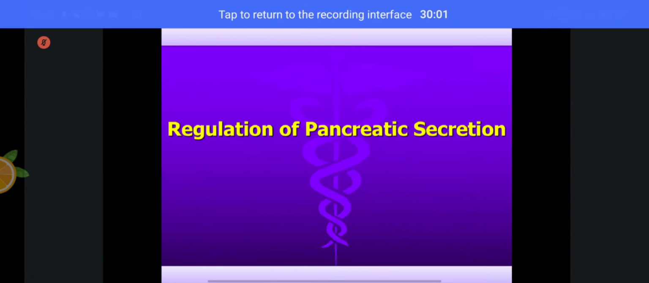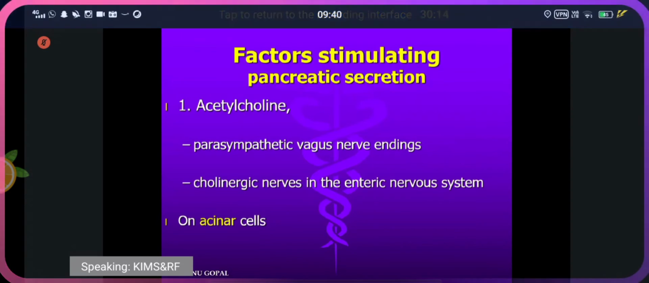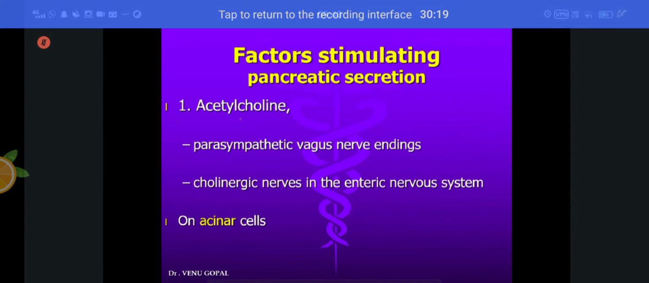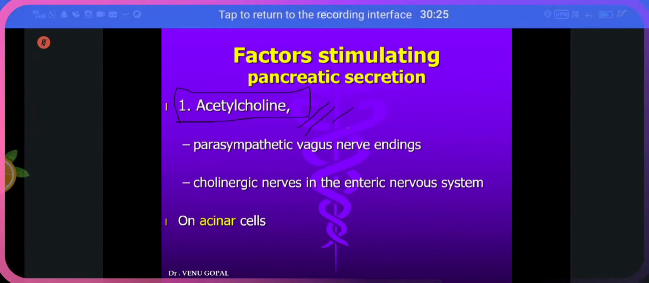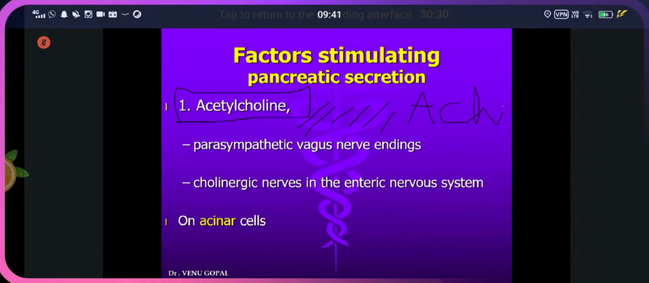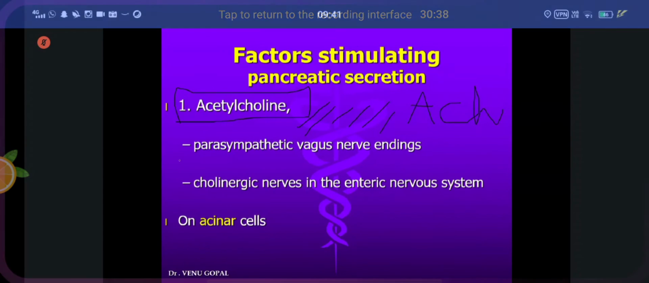Regulation I'll touch a bit to initiate the discussion for tomorrow. Tomorrow will be in detail. I'm not going into detail, I'll just go through superficially, like a broad view. As said in the previous class also, regulation means you can't write anything other than acetylcholine. First, you have to start with acetylcholine. Without acetylcholine, regulation is foolishness, meaningless. Start with acetylcholine from parasympathetic or vagus nerve endings, cholinergic nerves in the enteric nervous system. They all produce acetylcholine.